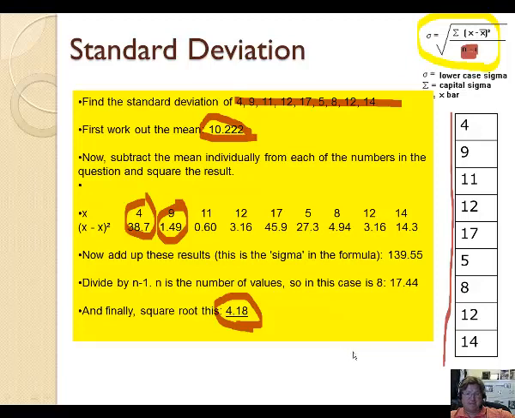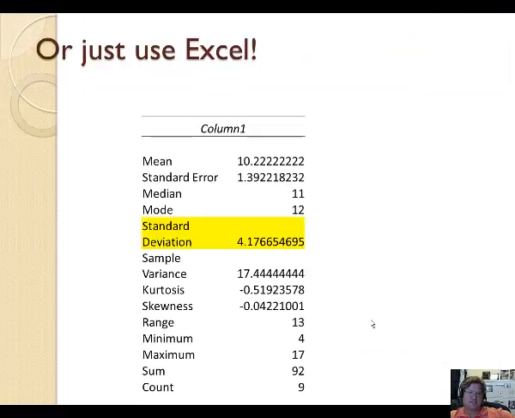It's important you understand how we get there. Well, it's actually more important that you understand that standard deviation is a measure of variability about how far each individual raw score is from the mean. But we don't really necessarily have to understand all this formula stuff, because Excel does it for us.